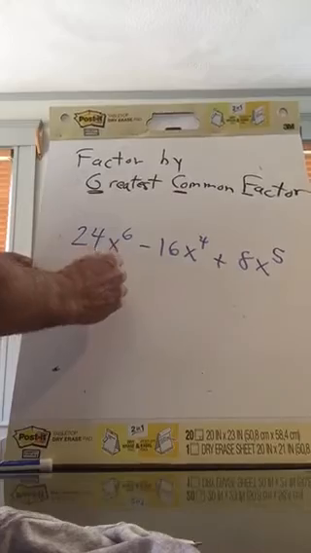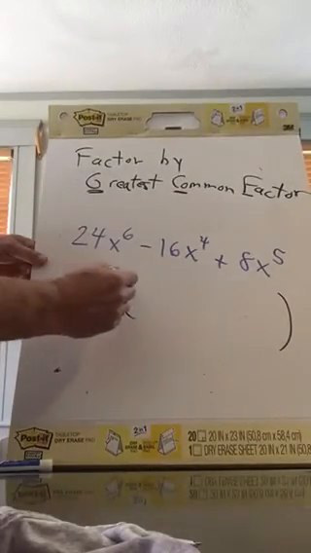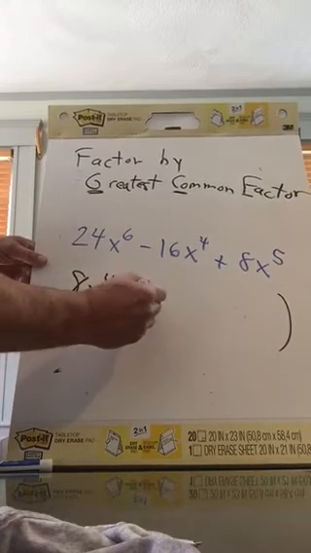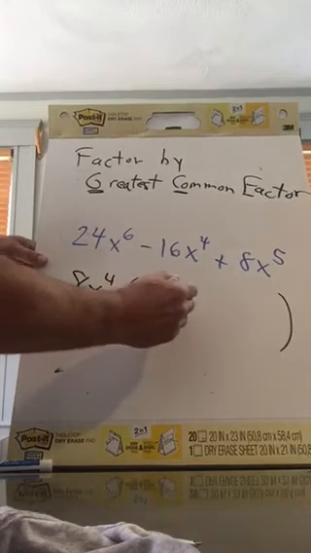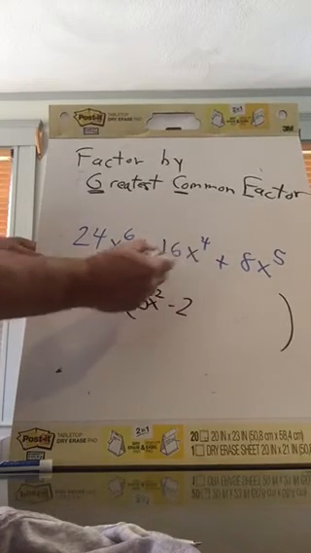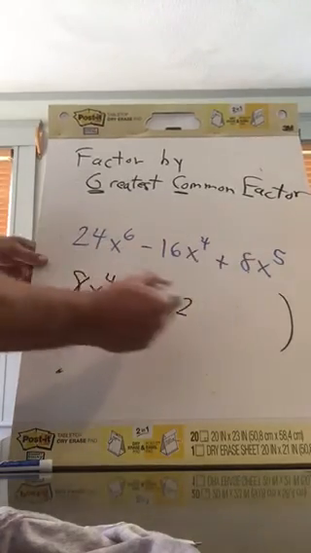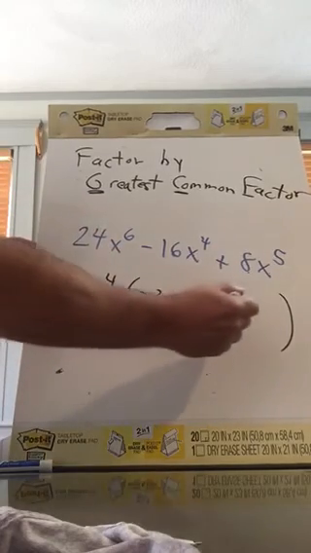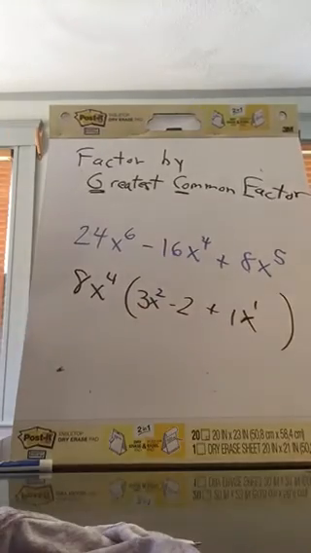X to the 4th, parentheses, and then we divide. 24 divided by 8 is 3. Subtract exponents. 6 minus 4 is 2. Negative 16 divided by 8 is negative 2. Subtract exponents, we get x to 0, no x's. Then 8 divided by 8 is plus 1. X to the 5th, x to the 4th, subtract and get x to 1. Don't need to write those ones, but it's okay.